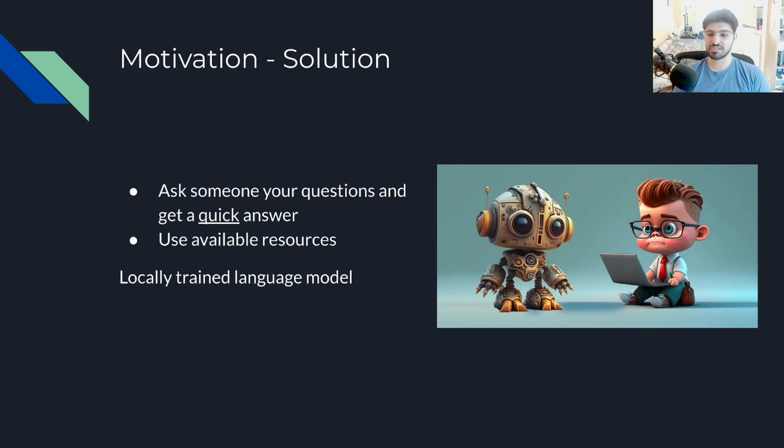To make our lives easier, we'll have two requirements: being able to ask someone your questions and getting a quick answer, and using all our available resources. This leads us to a locally trained language model.